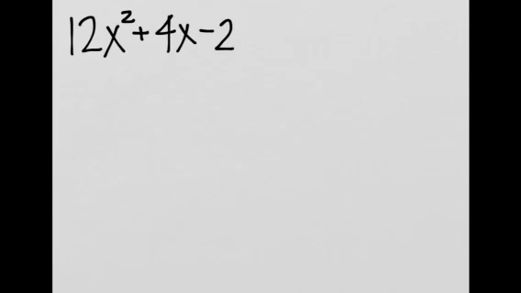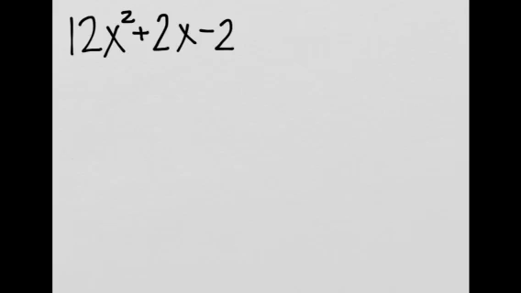Here we have 12x squared plus 4x minus 2. So actually, you know what? I'm going to change this just a little bit. I'm going to make this 12x squared plus 2x minus 2. There we go. Now it'll work.